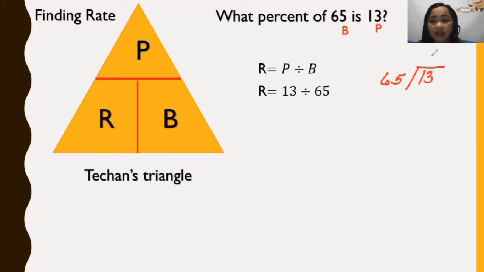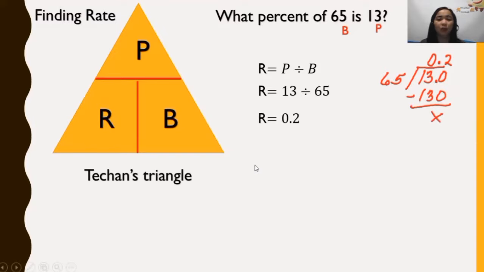And we know that is 0. So, just add a decimal point and add 0. Why 0? Because there is really no 65 out of 13, so we add a decimal. So we have here 130 divided by 65. That is simply 2. And 2 times 65 is 130. When you subtract, that is 0. So this is the answer. So that is rate is equal to 0.2 or 2/10 or also 0.20.